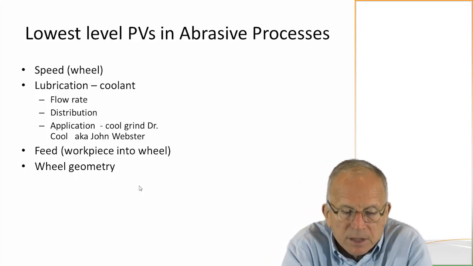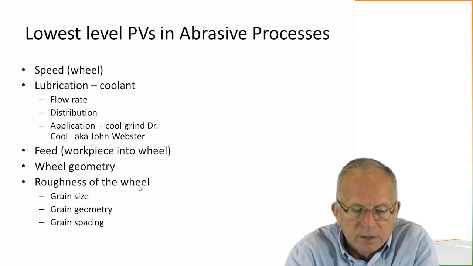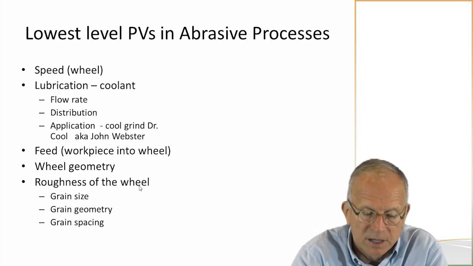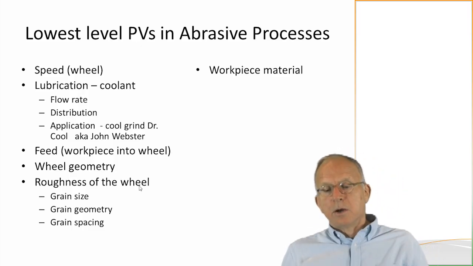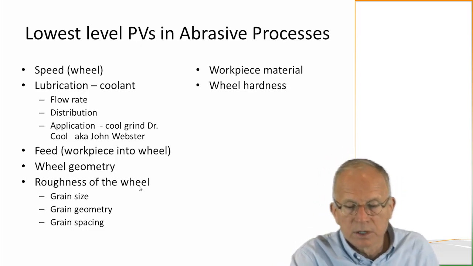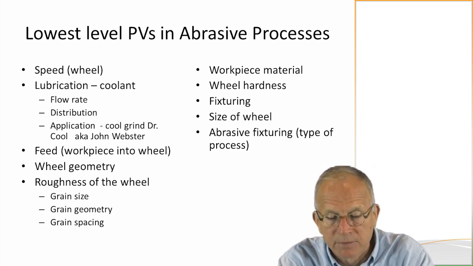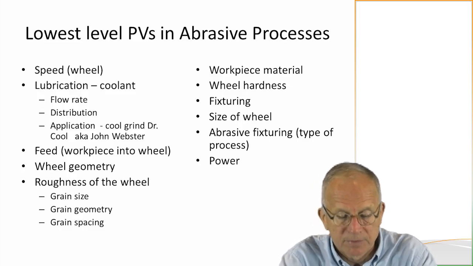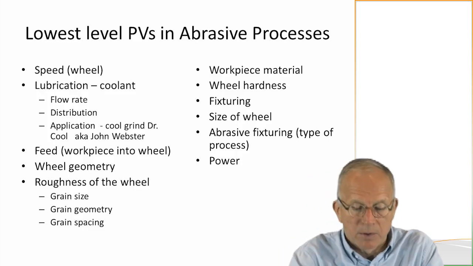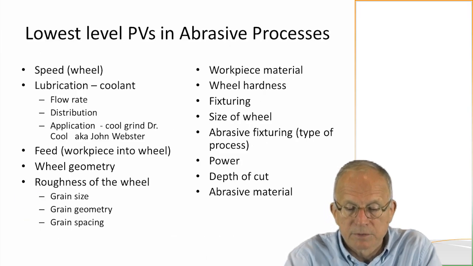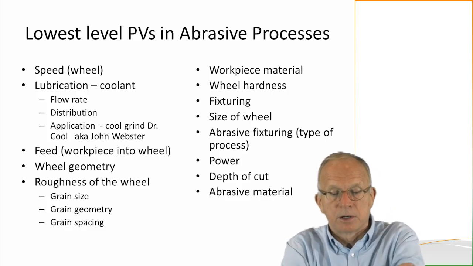pass. The wheel geometry is important. The roughness of the wheel, grain size, grain geometry, grain spacing, because we have to carry the chips out and coolant in. Workpiece material, of course, is important. Wheel hardness, fixturing, size of the wheel, abrasive fixturing. So that's sort of a different kind of process. The power, the depth of cut, abrasive material. All right, that was as far as I want to go. So the kind of material they're using.